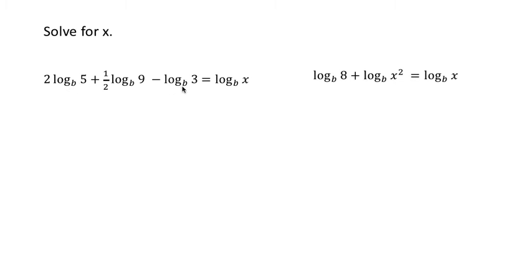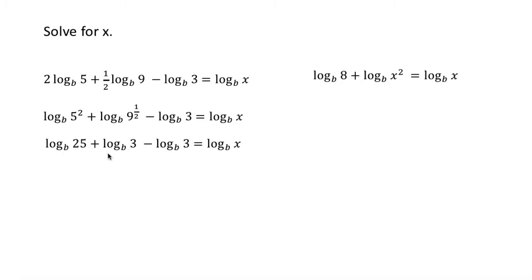Now here we've got 3 logs equals 1 log, or 2 logs equals 1 log. We can use the same principle to solve for x. So first thing you need to do is get rid of the numbers at the front by making them the powers. Okay, so 5 squared is 25, 9 to the half is 3. And look at that, we've got log 3 minus log 3, so that's obviously 0. So log of 25 equals log of x, so that means 25 equals x. Works with any base, as you can see.